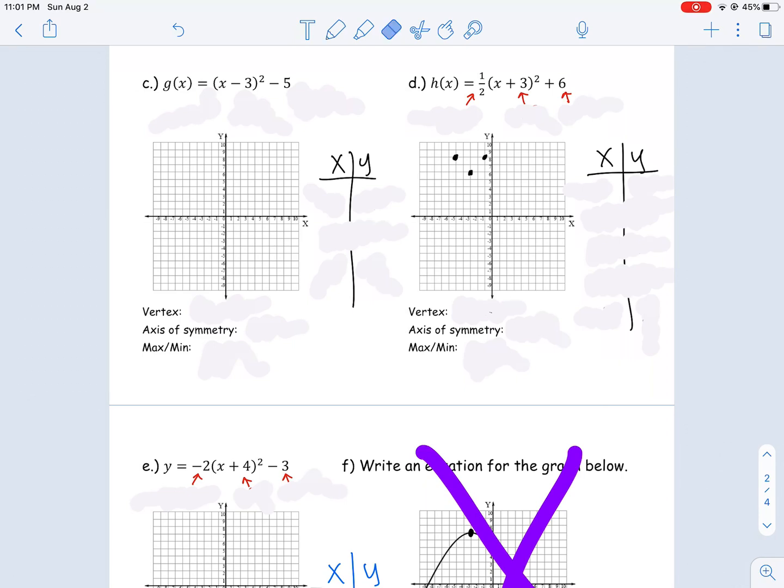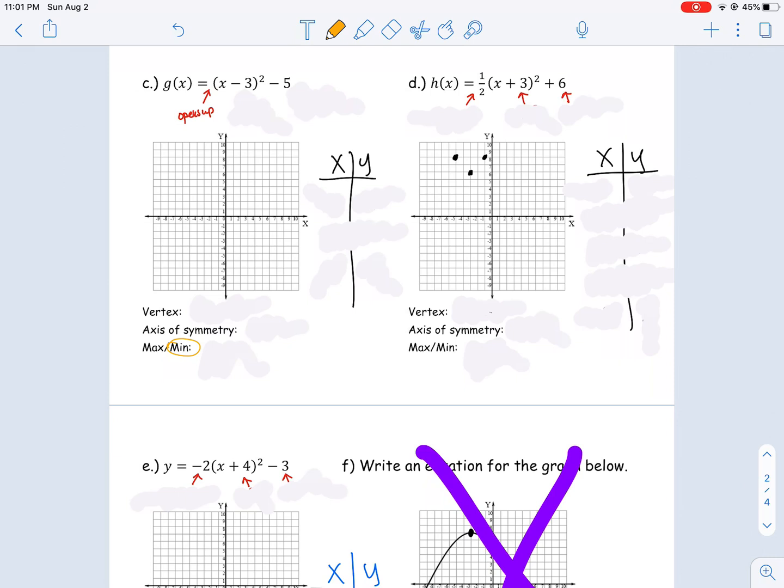All right, for C, it looks like the leading coefficient is a 1. It's a positive 1, so I know that this parabola is going to open up. It's not a fraction. It's not bigger than 1, so it's not going to be really skinny. It's not going to be really fat. 1's kind of right there in the middle, right? But I know it's a positive 1, so my parabola is going to open up. If it opens up, is it going to have a maximum or a minimum? Well, if it opens up, it's going to have a minimum, right? So I know that at least right now.